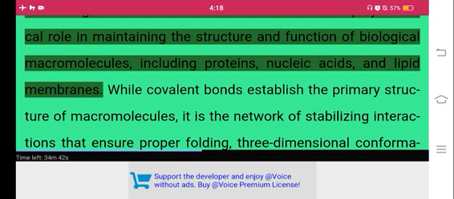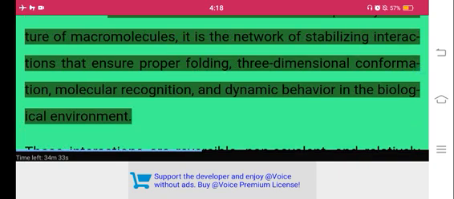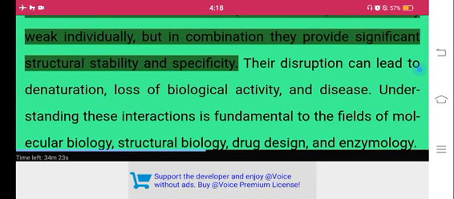Stabilizing interactions are non-covalent forces that play a critical role in maintaining the structure and function of biological macromolecules, including proteins, nucleic acids, and lipid membranes. While covalent bonds establish the primary structure of macromolecules, it is a network of stabilizing interactions that ensure proper folding, three-dimensional conformation, molecular recognition, and dynamic behavior in the biological environment.